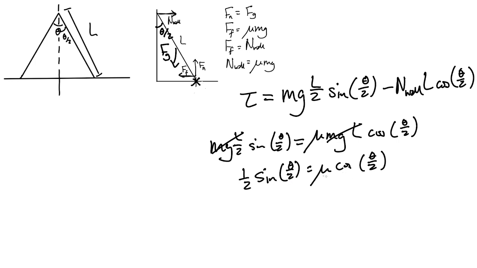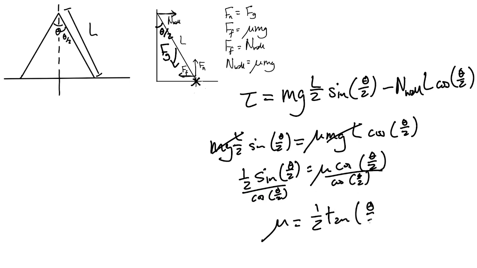So we're trying to find the frictional coefficient, in regards to something that's probably related to tangent, probably not sine. So we can just divide by cosine theta over 2 on both sides, and that gives us that mu is equal to 1 over 2 tangent, remember, this is sine over cosine, tangent theta over 2.